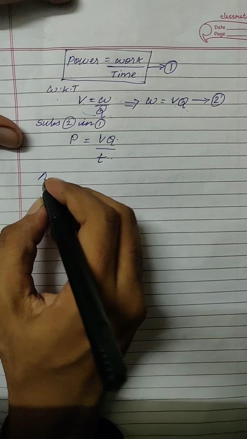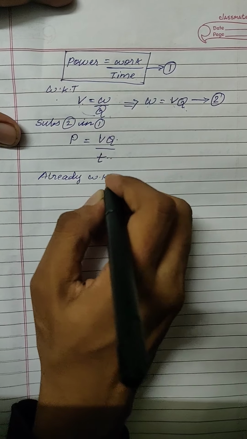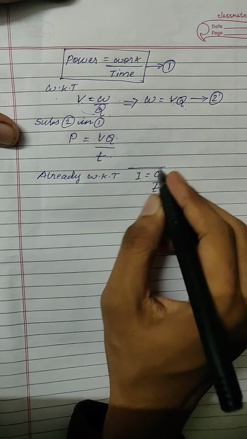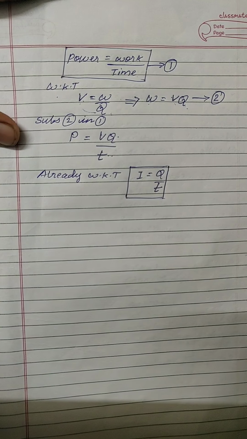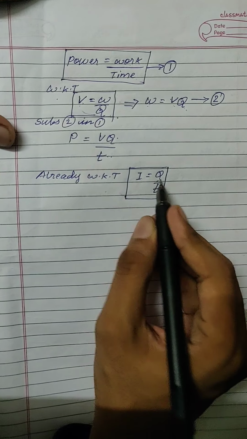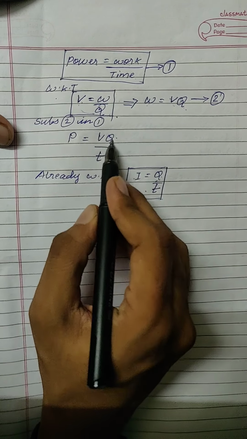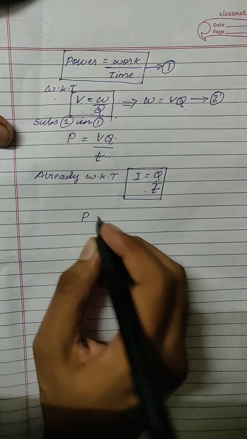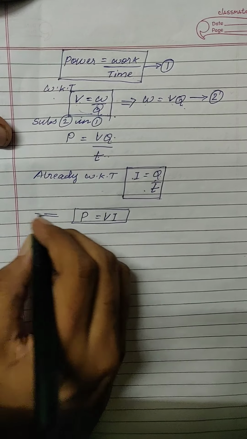And we very well know that I is equal to Q by T, isn't it? That is, current is equal to charge by time taken, or in other words, rate of flow of charges. Here Q is the charge. So I is equal to Q by T. Now instead of this Q by T, we can write I. So the formula for power will be VI. This is the final formula for electric power.